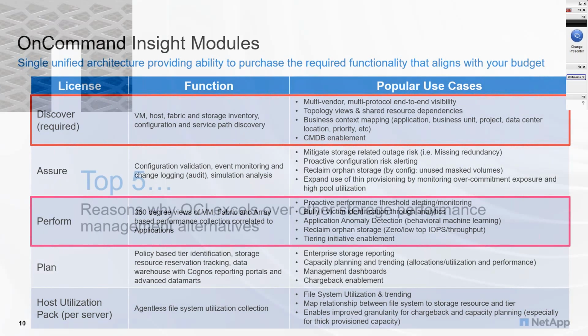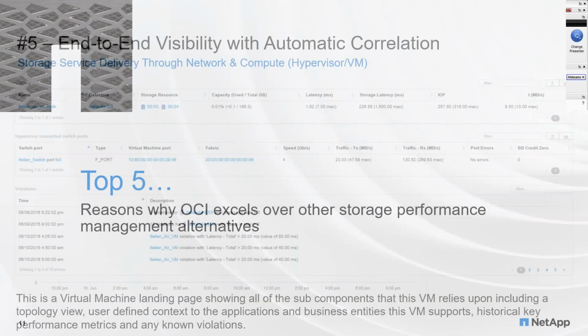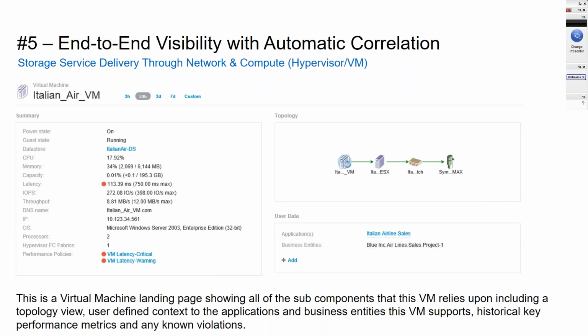So with that being said, I'm going to move into the top 5 reasons why OCI excels over other storage performance management alternatives that are out there. Starting off with number 5 here is providing that end-to-end visibility and automatic correlation. This type of capability is invaluable, so you're not having to spend hours pulling up different element managers and manually inspecting, maybe pulling out Visio and Excel to combine some of these data sets. OnCommand Insight's doing all this for you.